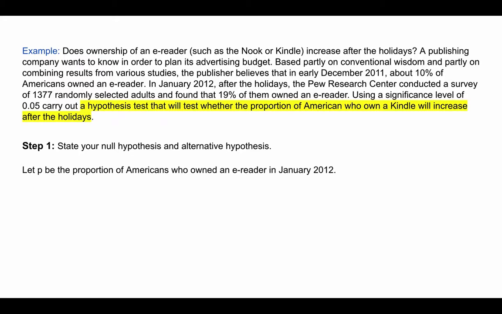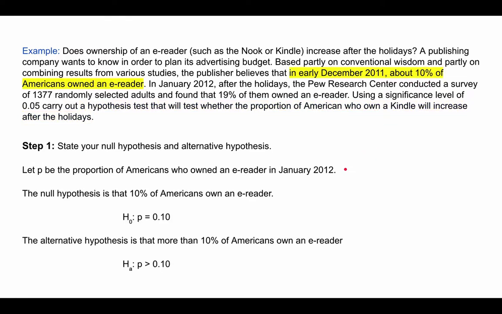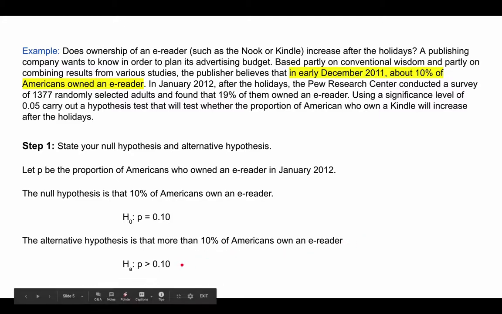Now, for this example, our P is the proportion of Americans who owned an e-reader in January 2012, or after the holidays. And we want to know, based on this study, can we conclude that P is actually bigger than 0.10 or 10%? So our null hypothesis is that 10% of Americans own an e-reader, or P is 0.10. The alternative hypothesis is that more than 10% of Americans own an e-reader after the holidays, or P is greater than 0.10.